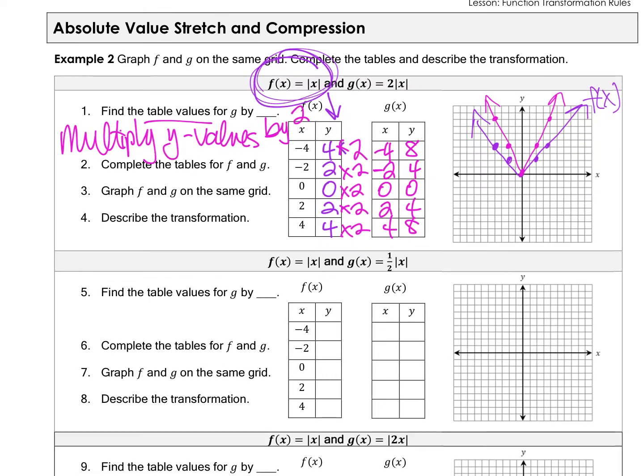Okay, so notice that my 0, 0 point didn't change. So notice that it's stretching my y values. It's making them larger if I'm having to multiply it by 2. So this is called a vertical stretch by 2 because you're having to multiply your original y's by 2.